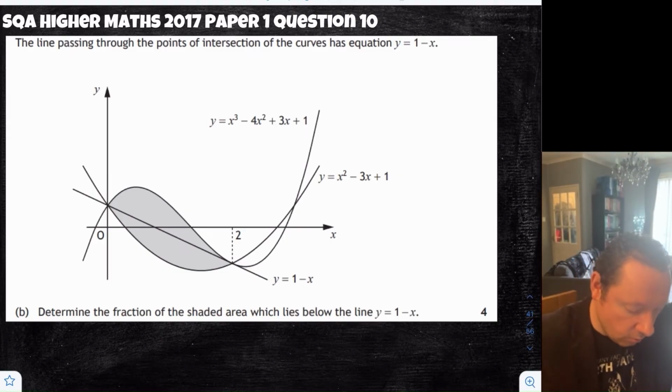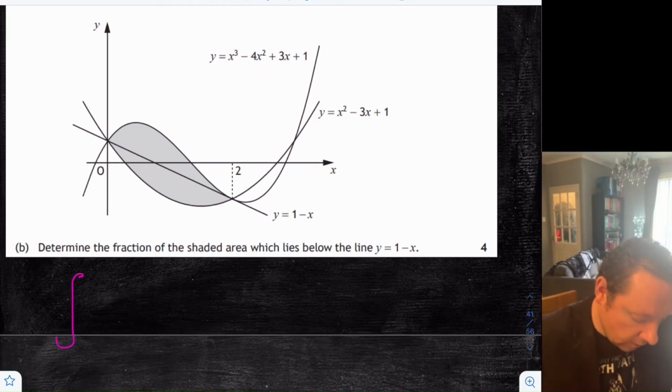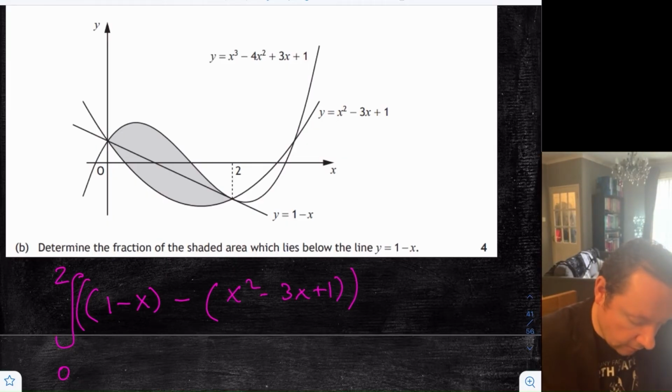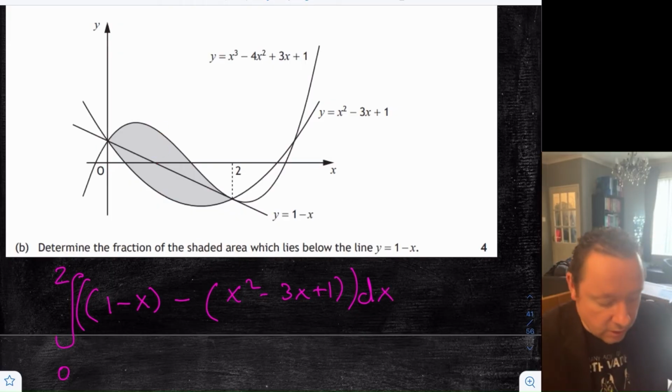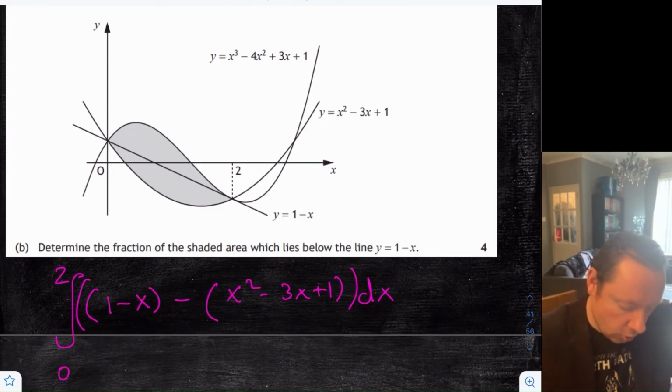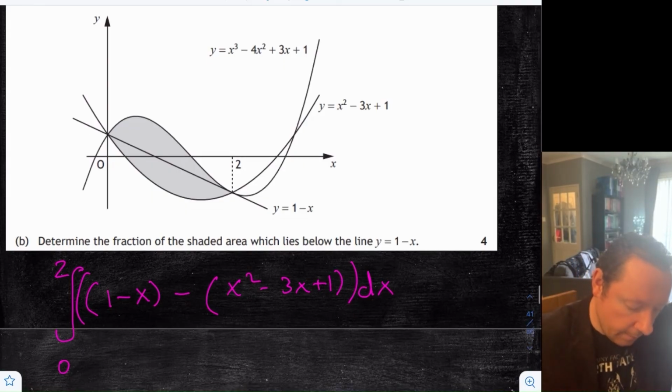So we're doing the integral between 0 and 2. Our upper function is the line this time, so 1 minus x, take away the curve below the line, x squared minus 3x plus 1, dx. Alternatively, you could have done this minus a line and then with a fraction left over to make a complete whole. It's your choice. But I'm going to do it this way.